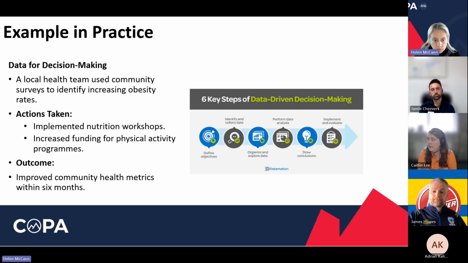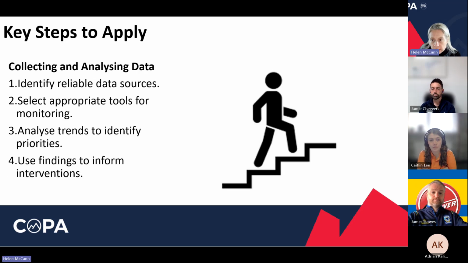Lovely. Let's move on to key steps then. So this slide outlines the steps for collating and analysing data effectively. It should be: identify reliable data sources, use appropriate tools to monitor the changes, and then analyse the trends to set priorities and make informed decisions. So hopefully by following these steps, you ensure your work is informed and impactful, and taking a structured approach to data management leads to a better outcome.